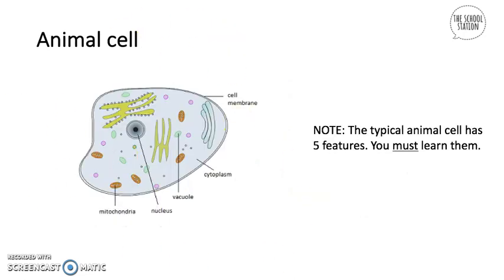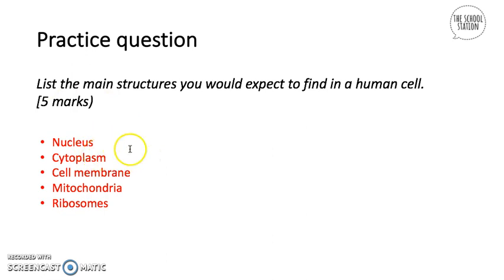Okay, so as I said earlier, there is the nucleus, the cytoplasm, the cell membrane, the mitochondria, and the ribosomes. Okay, so those are the 5 main structures you'd expect to find in a human cell, and just write these down, and you would get an instant 5 marks in this question, which means a lot of marks in an exam paper. So definitely understand that an animal cell is also a human cell, and a human cell is equal to an animal cell, because a human is an animal as well.